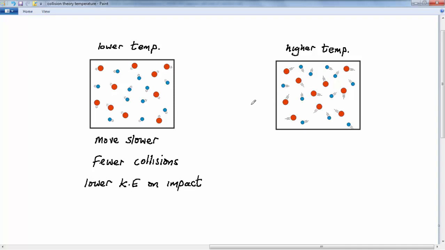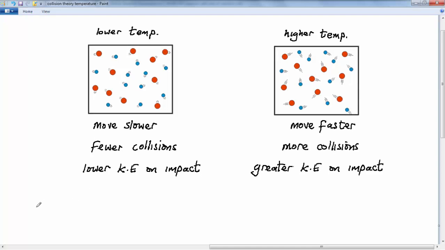What happens if we increase the temperature? Well, we give the particles more kinetic energy. That means that they're moving faster. That means that there are going to be more collisions because they're moving faster. So there's more chance of a reaction occurring, and when they do collide, their energy on impact will be greater. So there's more chance of a successful collision. That's to say that the collision will result in the bonds being broken and the activation energy being overcome. So move faster, more collisions, more kinetic energy on impact.